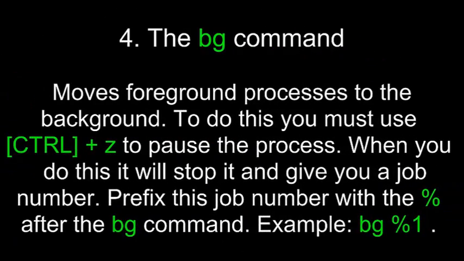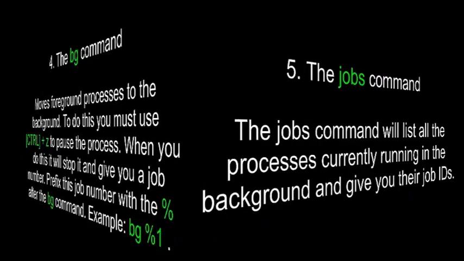The BG command. The BG command moves foreground processes to the background. To do this, you must first pause the process with Ctrl and Z. When you do this, it will stop the process and give you a job number. Prefix this job number with the % symbol after the BG command. Example, BG %1 would launch that particular job ID process in the background.